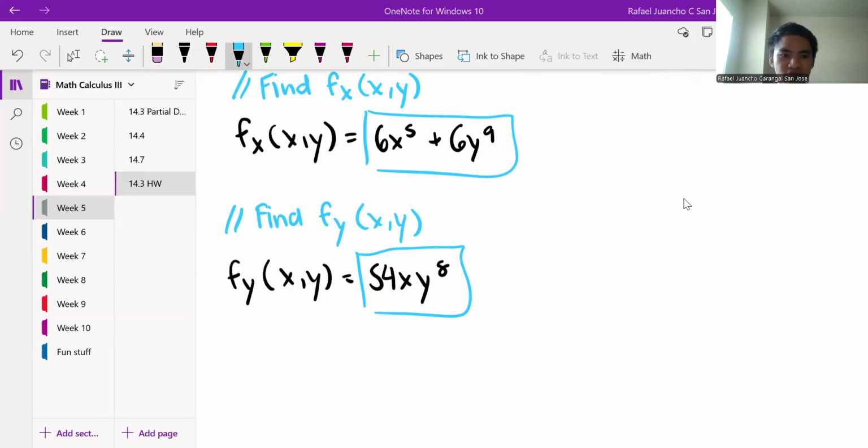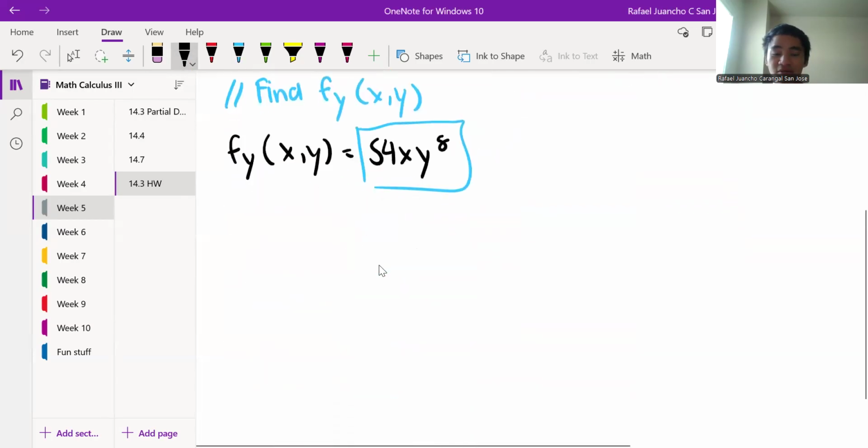Great. Let me just type that in really fast. Oh, 54xy to the 8th. Nice. Okay. Let's do one more. Number 5. Yeah, I skipped like 3 numbers here. I might do them later though.